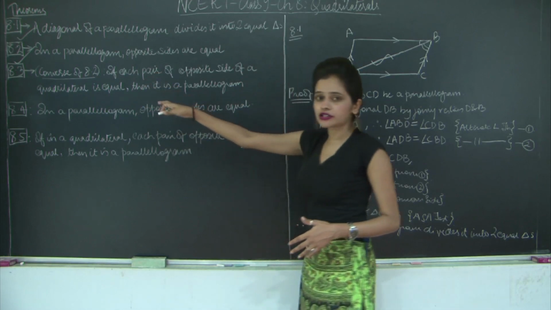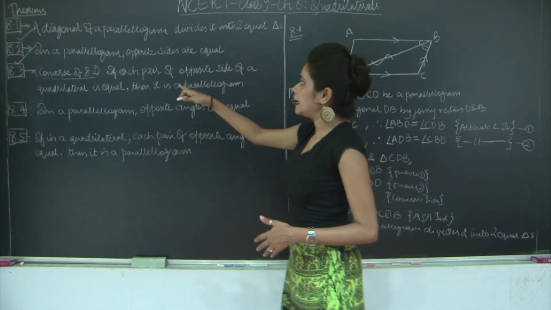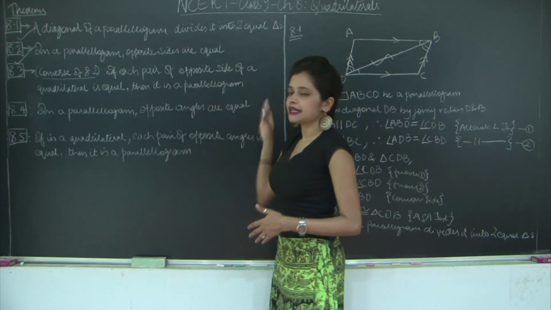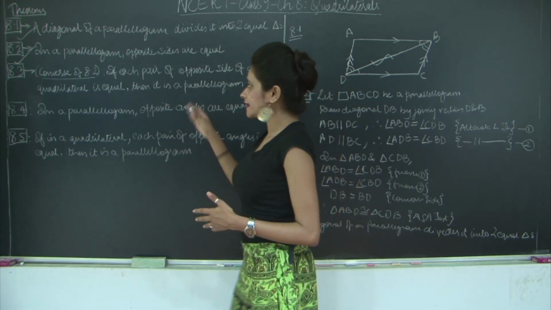Now, the converse of theorem 8.2 is, if each pair of opposite sides of a quadrilateral is equal, then it is a parallelogram. So let us check this.